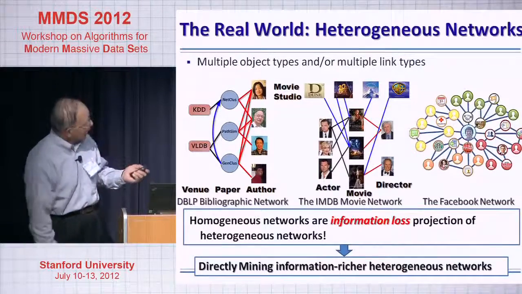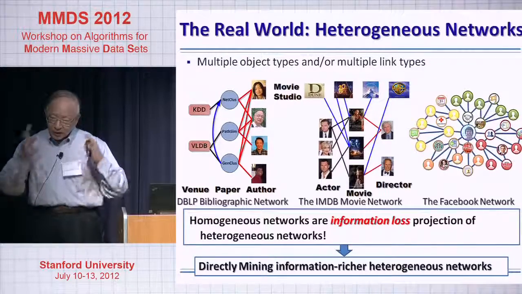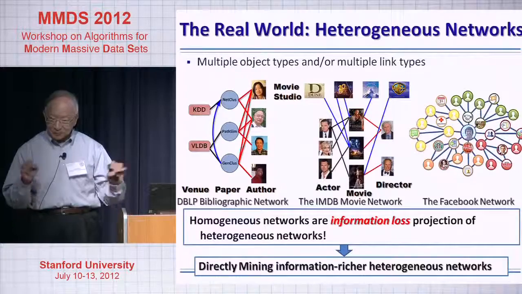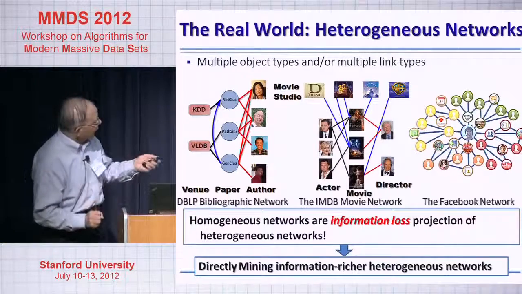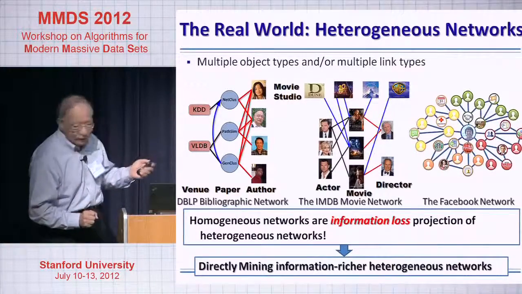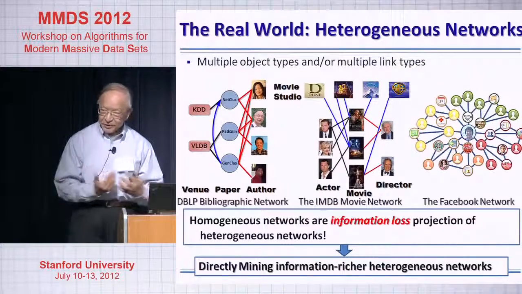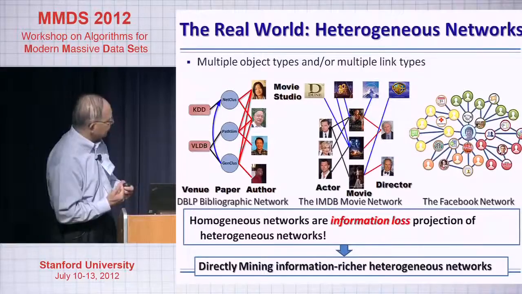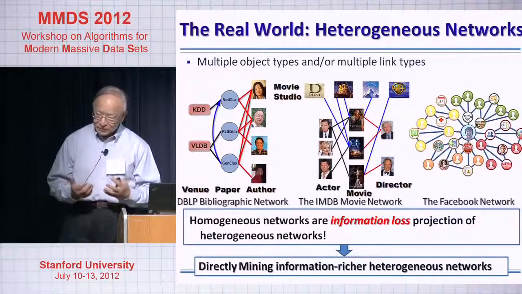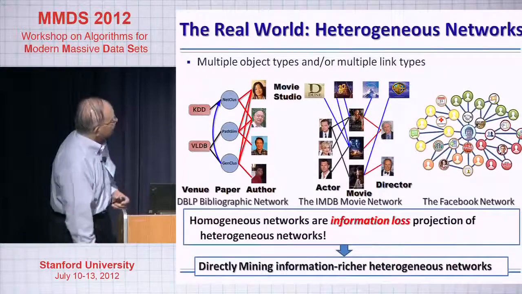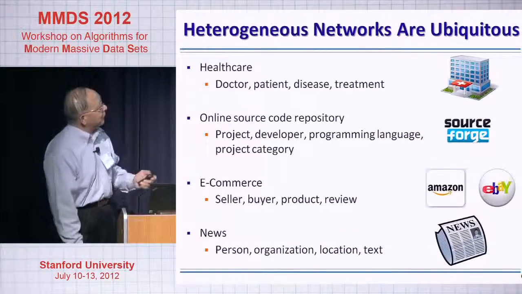So if you model everything by getting rid of multiple typed information, just thinking of people linking with people, you get a homogeneous network. Actually, you can think of it as an information-loss projection of the heterogeneous one. So we think the heterogeneous one carries more information. If you want to do data mining, you should not lose it.